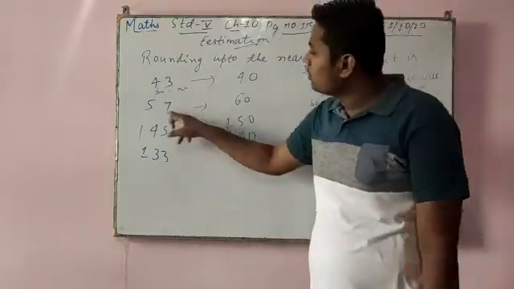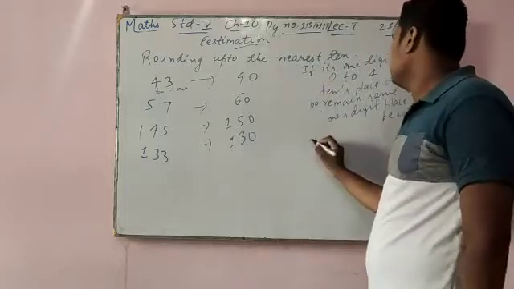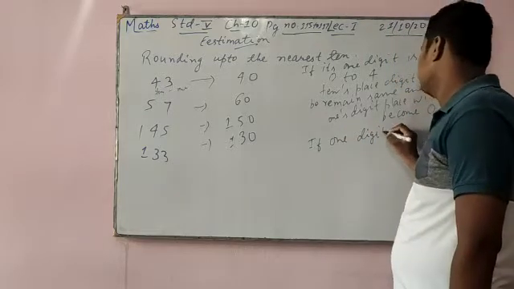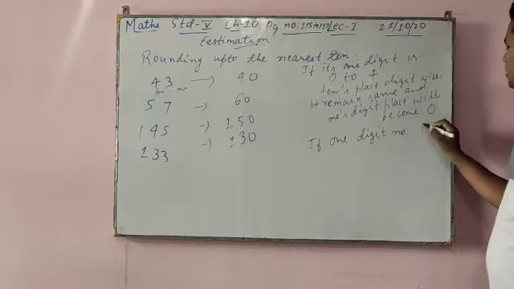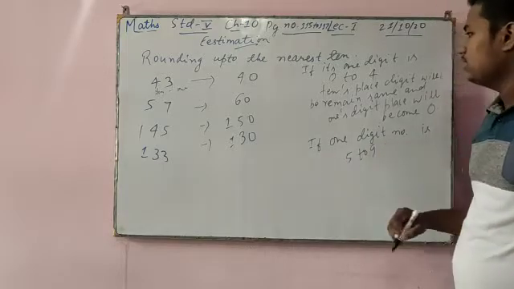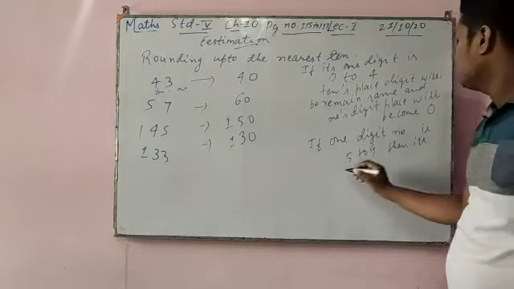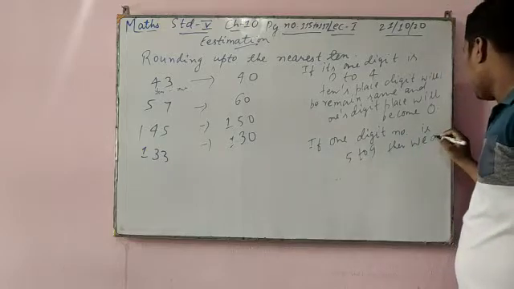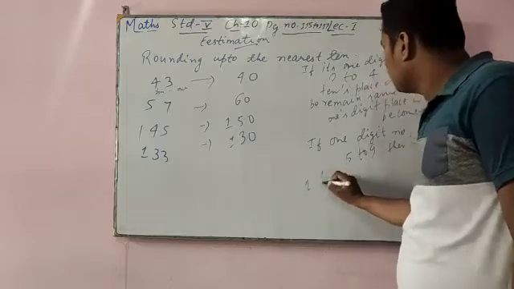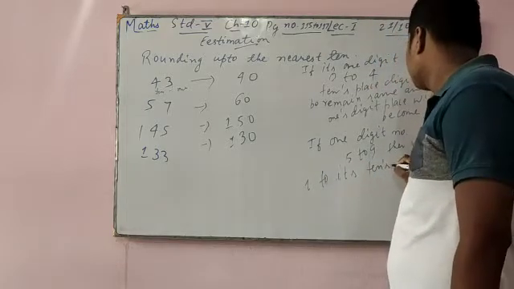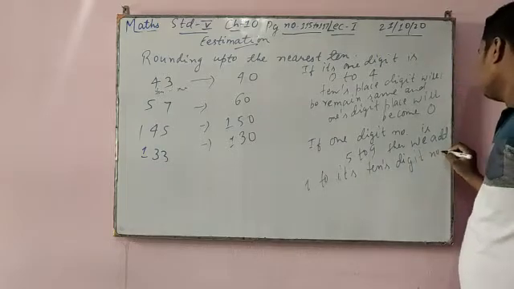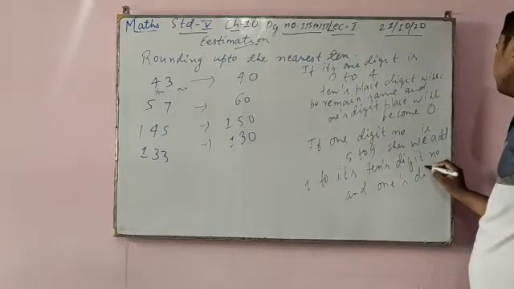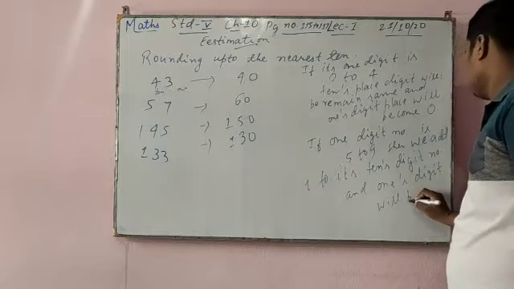See, here the ones digit place is 7. So if the ones digit number is 5 to 9, then we add 1 to its tens digit number, and the ones digit will become 0.